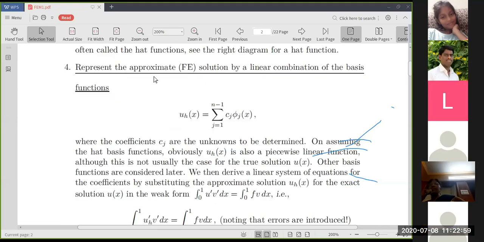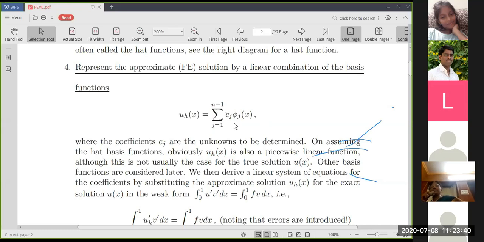So represent the approximate solution by a linear combination of the basis functions. So uh, I introduce the finite element solution uh of x is equal to summation j equal to 1 to n minus 1, Cj phi j of x. Here we are excluding j equal to 0 and j equal to n, because our boundary conditions are already given to us. u at 0 and u at 1 is 0. So using the boundary conditions, we can compute C0 and Cn. So those constants are not needed. That is why in this particular form, I have only considered j starting from 1 up to n minus 1, Cj phi j of x.